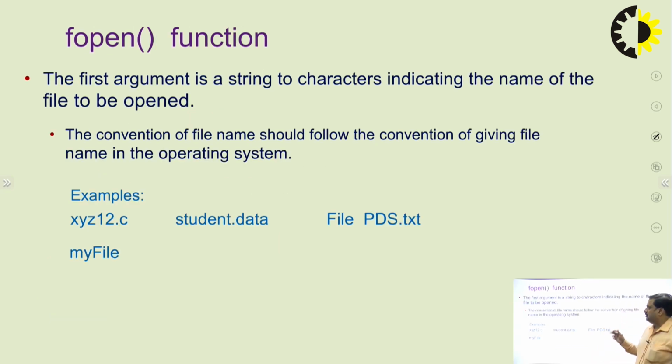So let's try to understand the fopen function. The first argument is a string of characters indicating the name of the file, like abc.txt, pds.txt, myfile.c, myprogram.c, any kind of file we can pass. Or we can also pass the complete path of the file, if that file is not available in the current directory.